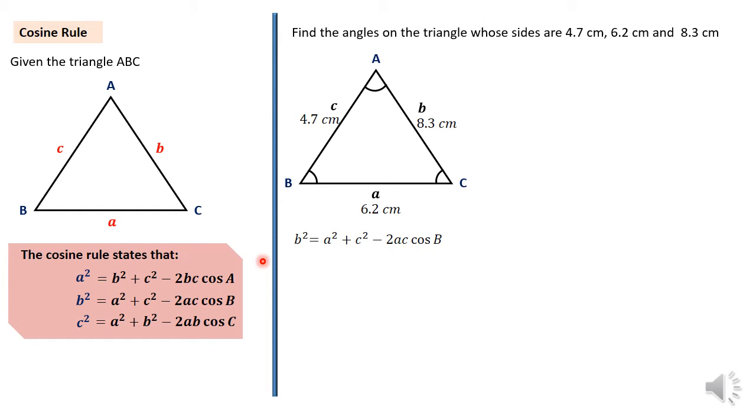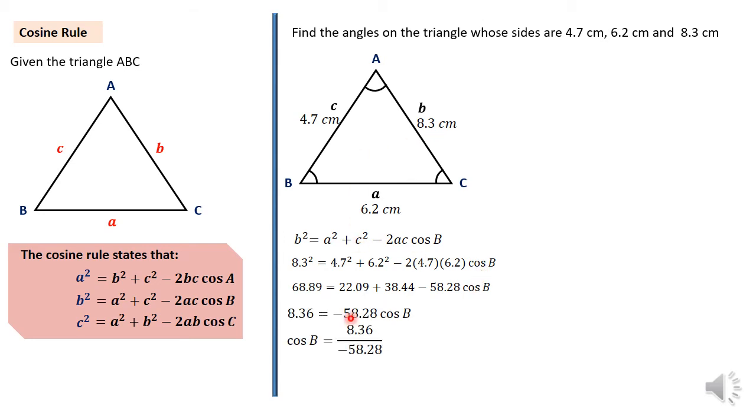I've chosen B. We could choose any other, either a squared or b squared or even c squared. Now, b squared, 8.3 squared, is equal to 4.7 squared plus 6.2 squared minus 2 in brackets 4.7 in brackets 6.2 cos capital B. Now, just simplify that, and you don't really need any skill for that. It's as simple as squaring and adding as appropriate, and you'll get cos B is equal to 8.36 all over negative 58.28, and therefore B will be 98.24 degrees.